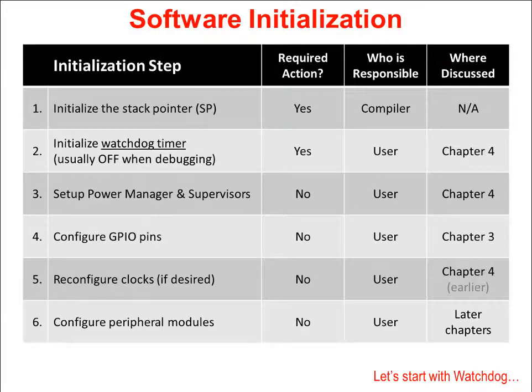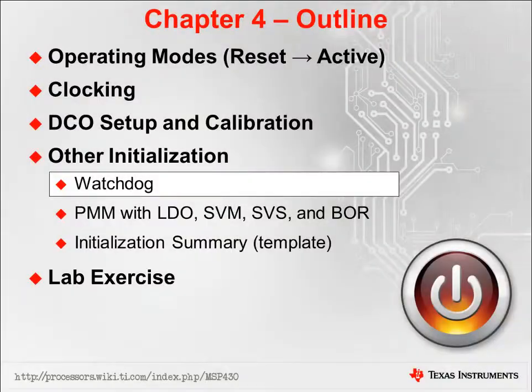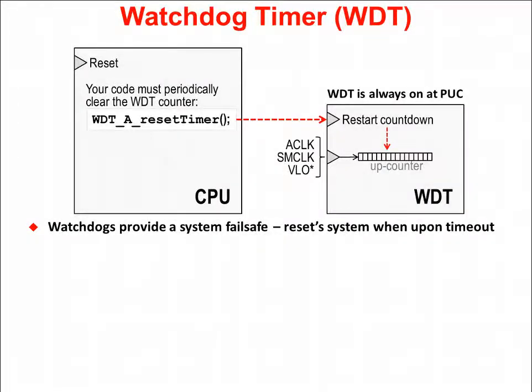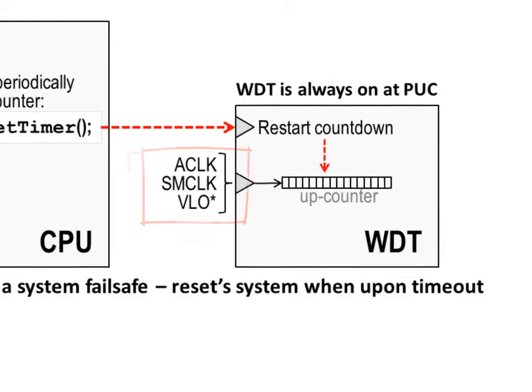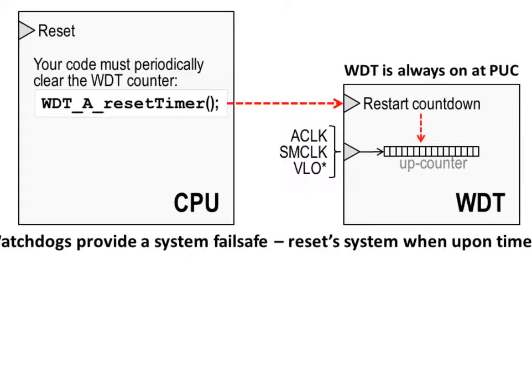Let's start by taking a look at the Watchdog Timer. So the Watchdog Timer provides a good system failsafe. If it is not reset occasionally by your program, it will reset your system. That's basically the idea. You can see that over on the right hand side is the Watchdog Timer, the WDT. That timer is clocked by one of our system clocks.